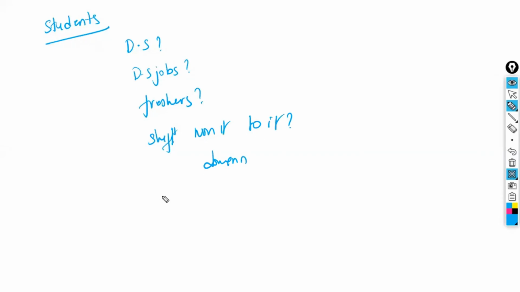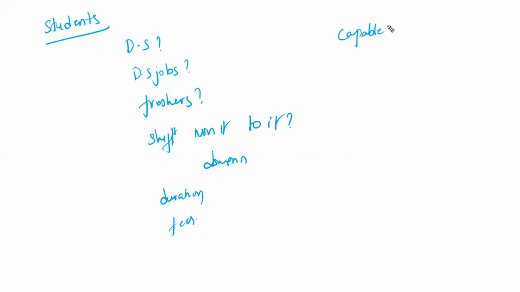And along with this, what is the duration? What is the fees? And will I be capable of doing this course or not? Like this, multiple questions will be running in the student's mind. So each and every question I'm going to solve at the end. So first, let us focus on what is data science and what is the real use of data science and why it is so popular nowadays. Why is everyone saying data science, artificial intelligence, or machine learning.